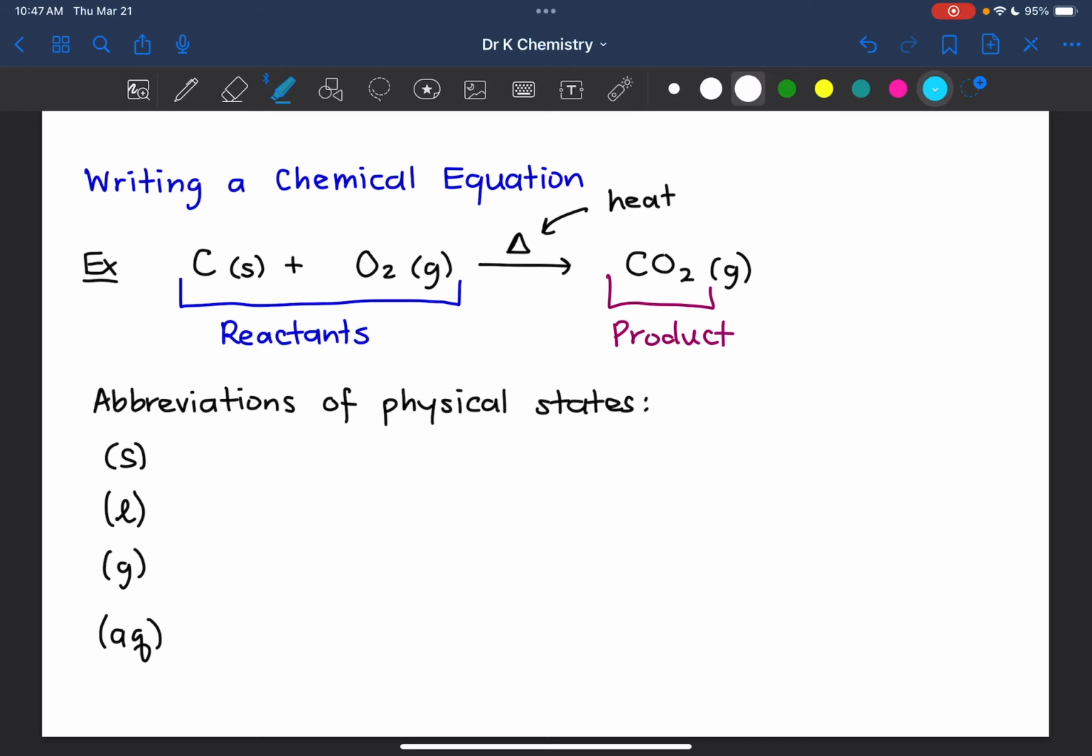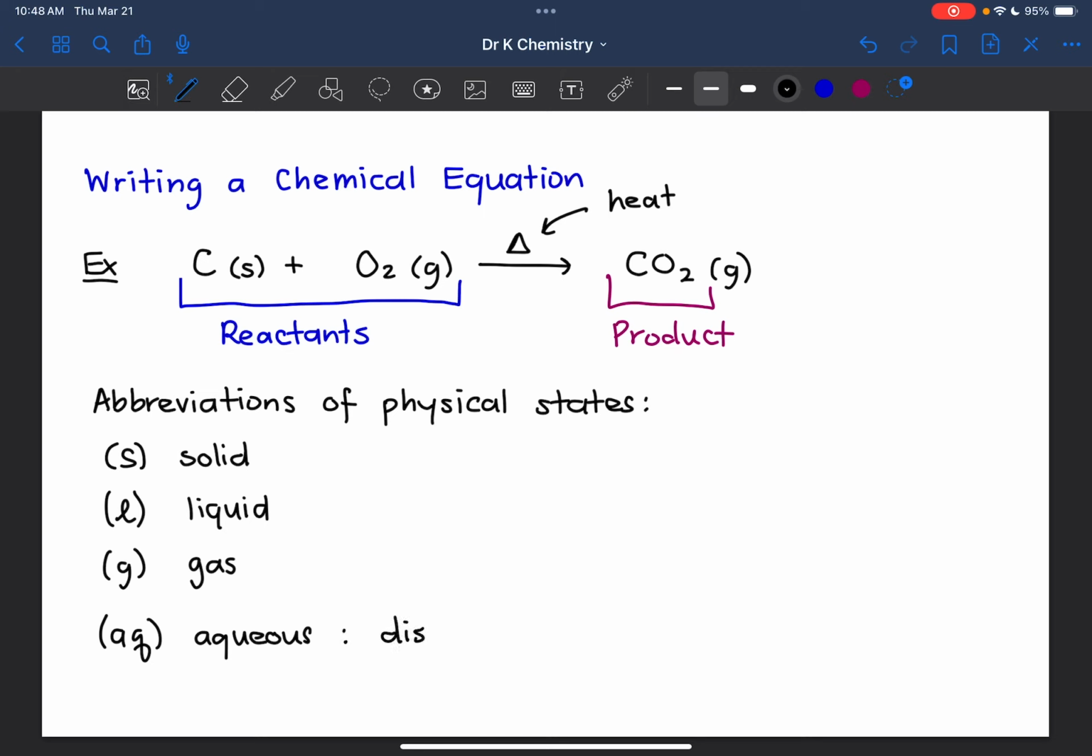You may also notice that there are little symbols after each chemical formula, and these are indicating the physical state of the compound. So the little S means solid. That is telling us we're using solid carbon. L, there's no L in this equation, but you could see that come up. L means liquid. G means gas, so we are using oxygen gas and producing carbon dioxide gas. And sometimes you'll see a little AQ, that means aqueous, and it's saying that this compound is dissolved in water.